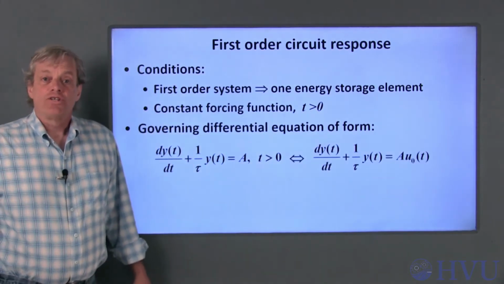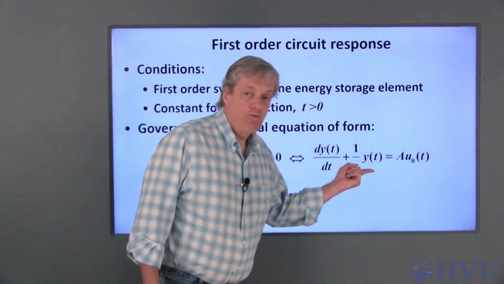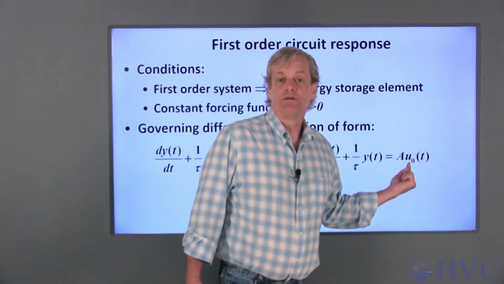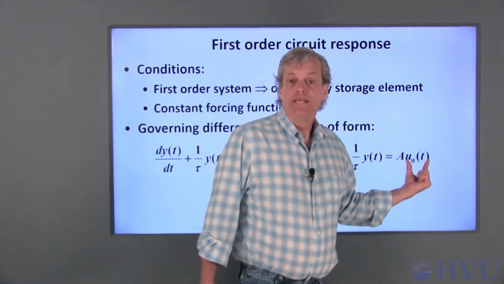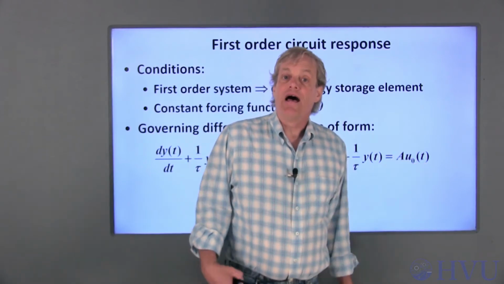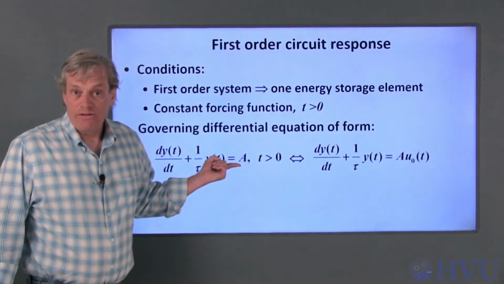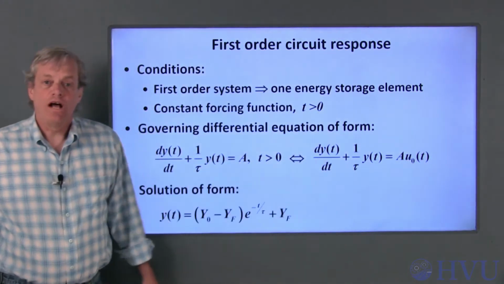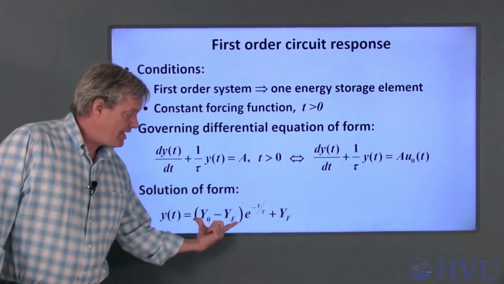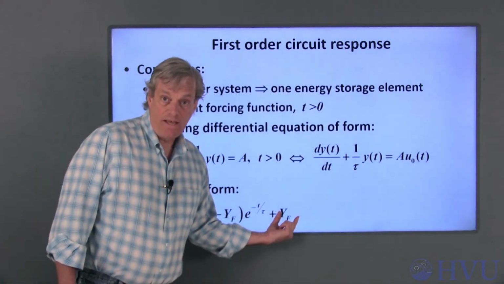This equation can also be represented using unit step functions. The left-hand side of the equation is unchanged, but the input is written as a times u0 of t, where u0 of t is the unit step function. Thus, the input here is only non-zero for times greater than 0, and it's a constant over that period of time. When we solved this equation, we found that y of t was equal to y0 minus yf times e to the minus t over tau plus y sub f.